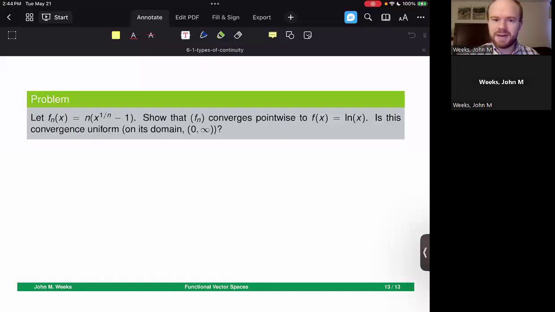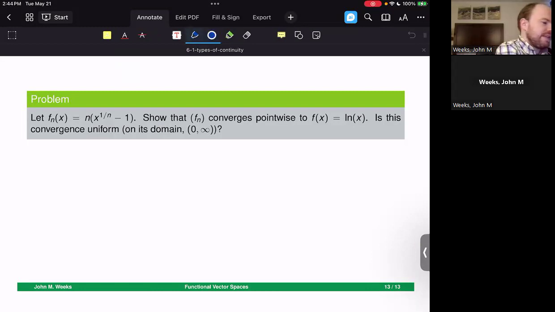All right, I have found my notes. So let's show first that this converges pointwise, or at least explain why we should expect it to converge pointwise. Well, first, what is it about this function that makes us think that this could get us to the natural log of x? And here's a little bit of a hint.